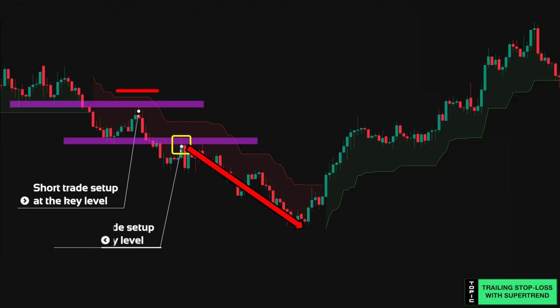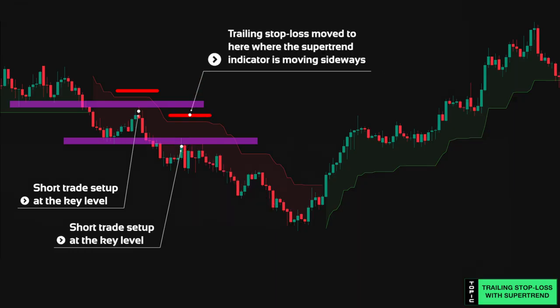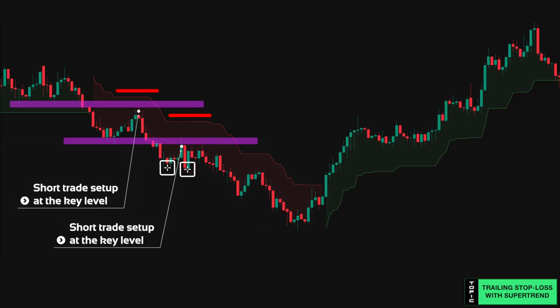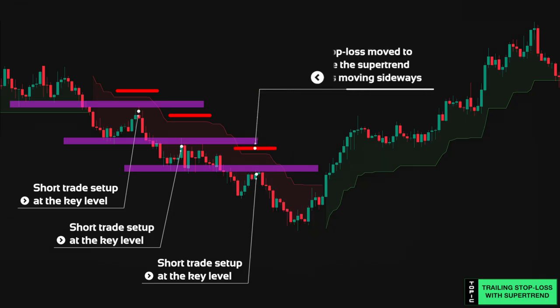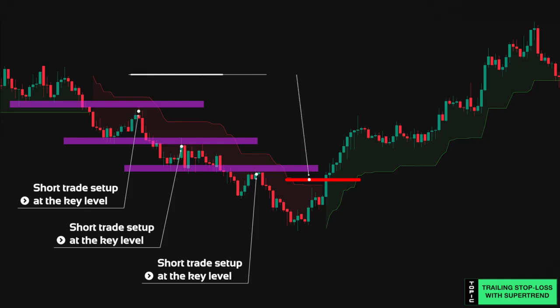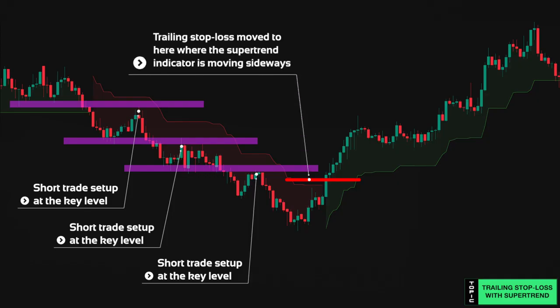Short trade setup here, trailing stop loss moved to here, where the super trend is moving sideways. These reversal points give you a key level. Short trade setup here. Trailing stop loss moved to here where the super trend is moving sideways. And again, trailing stop loss moved here where the super trend is moving sideways.